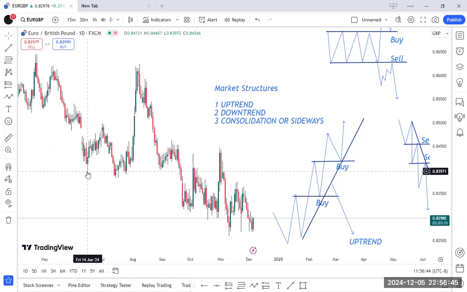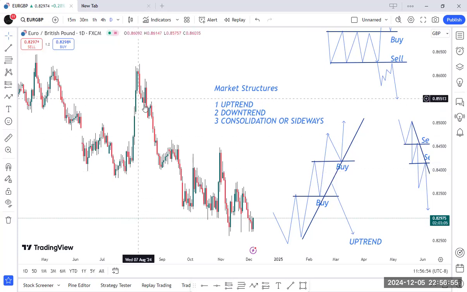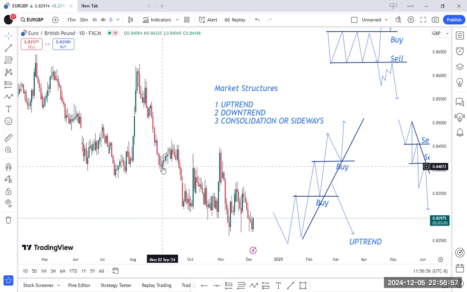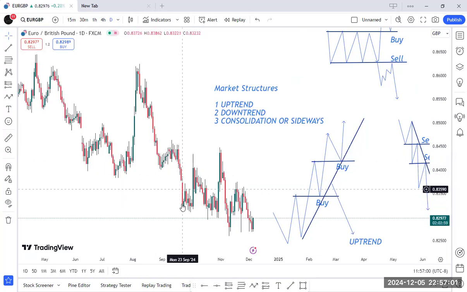Why am I marking out this low? Because price hits back here, goes back up, it hits here, goes back up, comes back to that exact zone, hits it again, and then goes back up, comes back to this exact zone again, hits it, goes back up, and finally broke it. And when it broke it, what happened? It needs to come back to retrace to that exact zone.